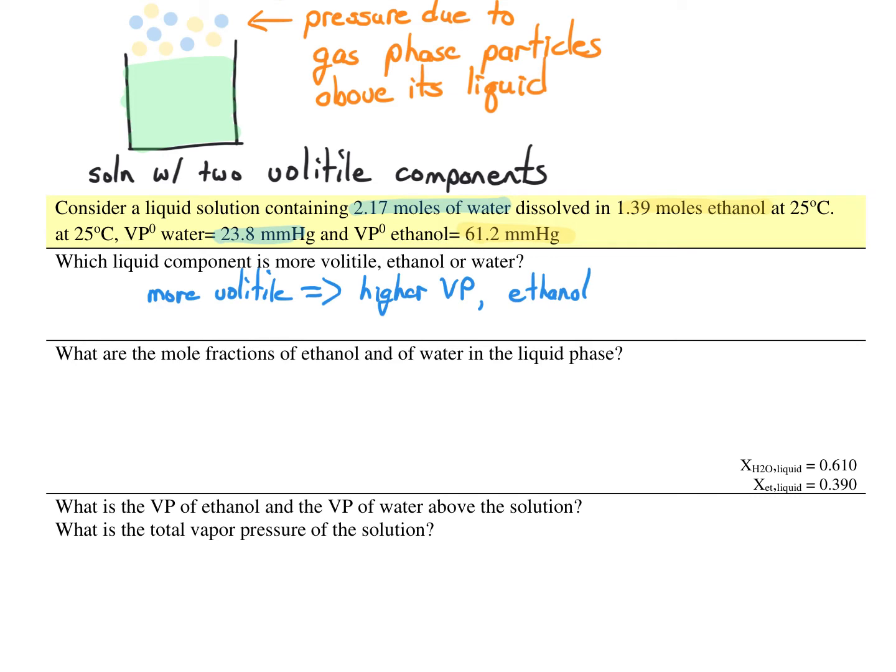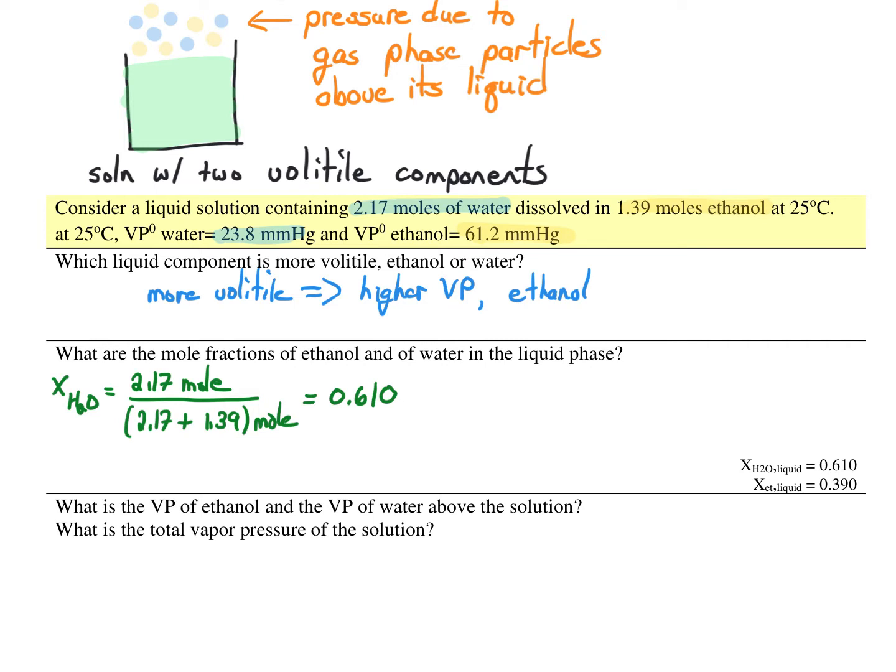The next question is to calculate the mole fractions of each of these components. So the mole fraction of, let's take water, is going to be the moles of water, which is 2.17 moles over the total moles, which is 2.17 plus 1.39. We chunk this out. We see the mole fraction of water is 0.61, and we're going to add a 0 so that we have the appropriate number of sig figs.